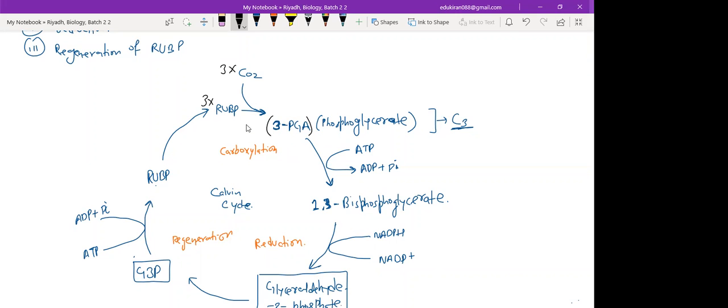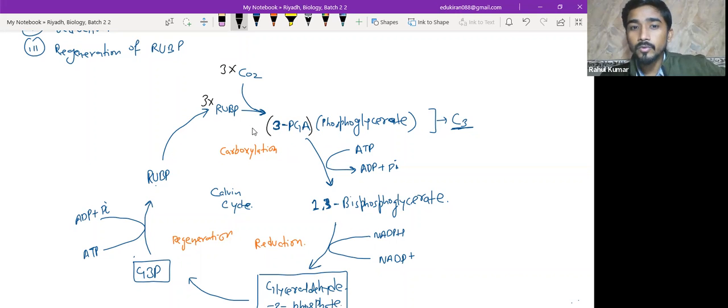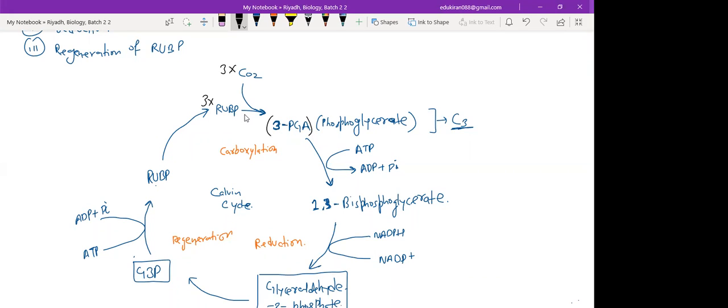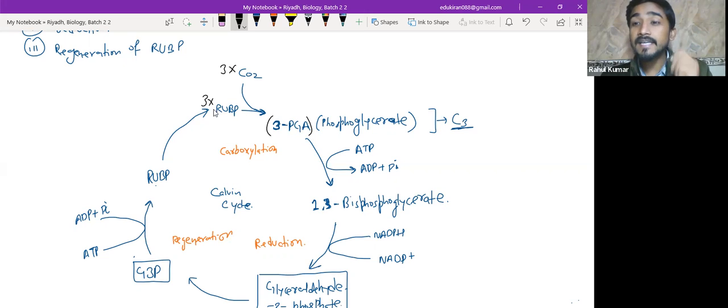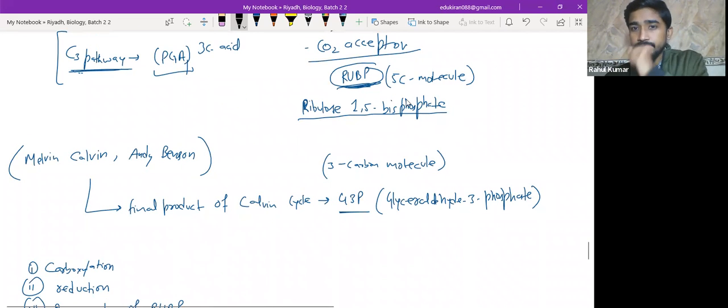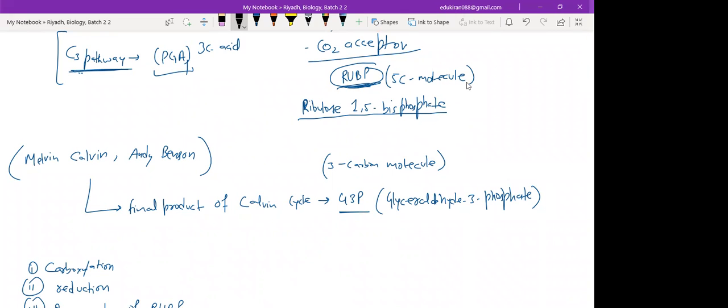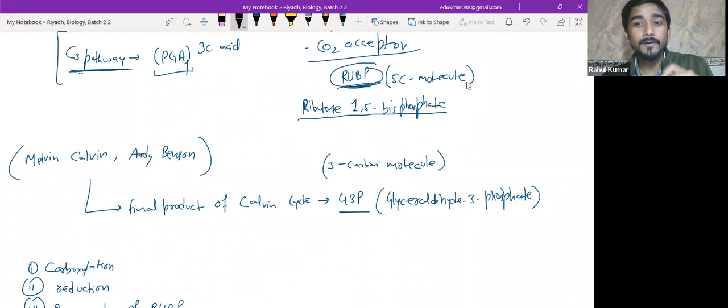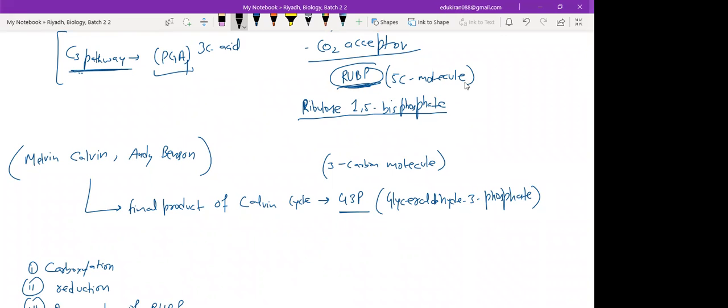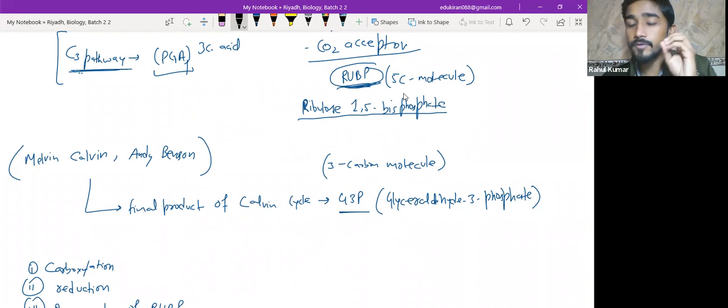No, not 2. It's a 3 carbon molecule. RuBP itself is a 5 carbon molecule. It is 3 RuBP, and each RuBP is a 5 carbon molecule, remember? So don't get confused. That is the most confusing part. That's why I'm going slow, so that you understand it. I'm not hurrying, because if you understand this process, then everything in plant biology is less confusing than this part.